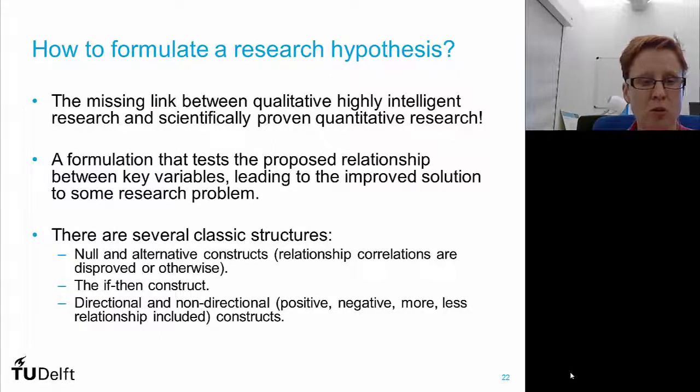This is not always 0 and 1 or yes and no, because there are several classic structures to them. The null and alternative construct are the easiest ones. Relationship correlations are disproved or otherwise. But it could also be the if-then construct. Well, if I find this, then the solution is that. If I find that, then the solution will be something different. And also, it might be that you want to actually see what it is that you find.